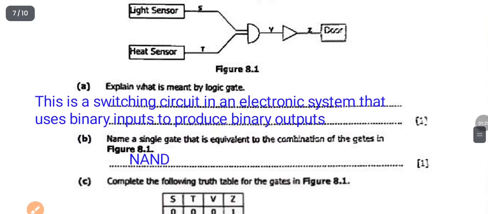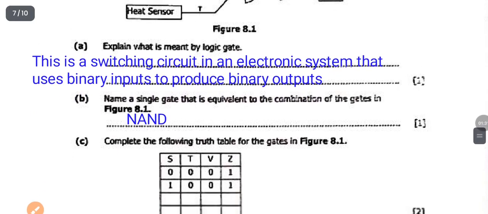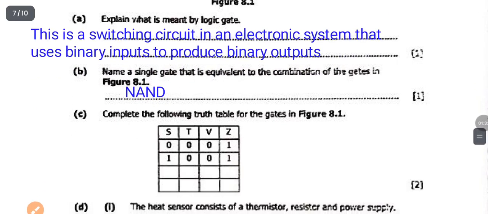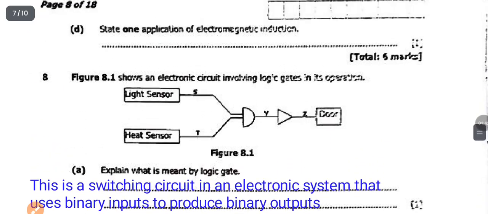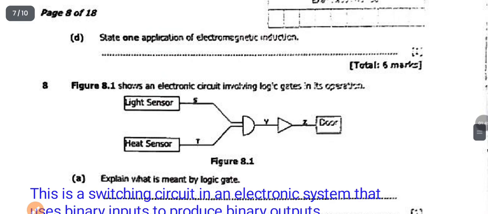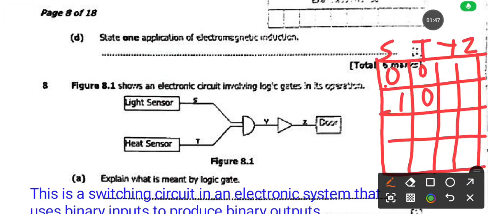I wrote NAND gate. Question C. Complete the following truth table for the gates in figure 8.1. To better explain this, let me draw this truth table on this part. Okay, so this is the truth table that we are completing. Let us answer this question step by step.